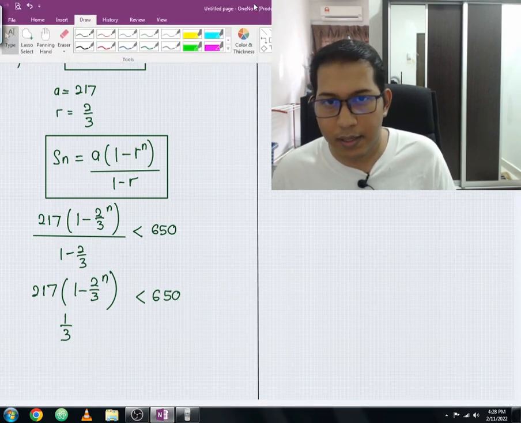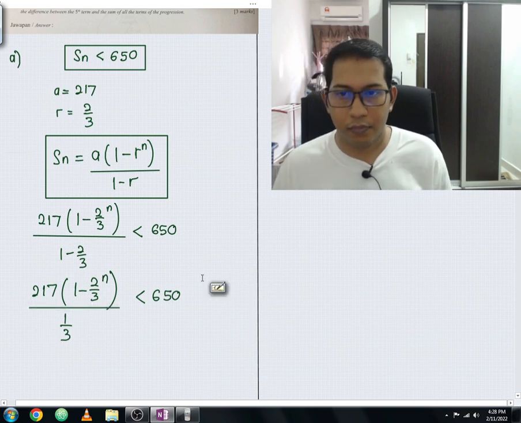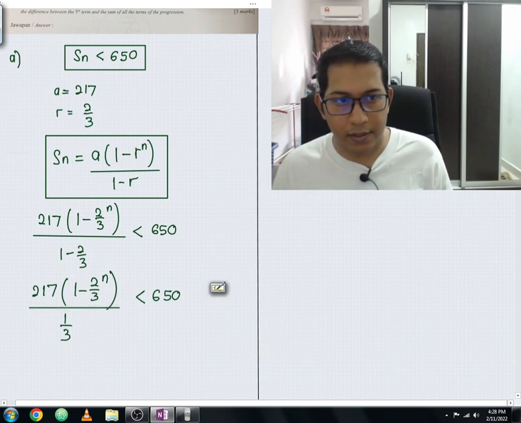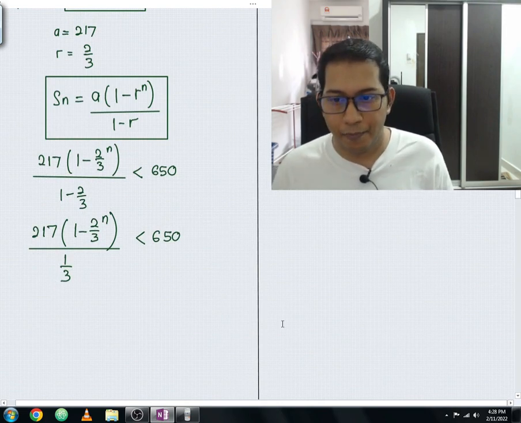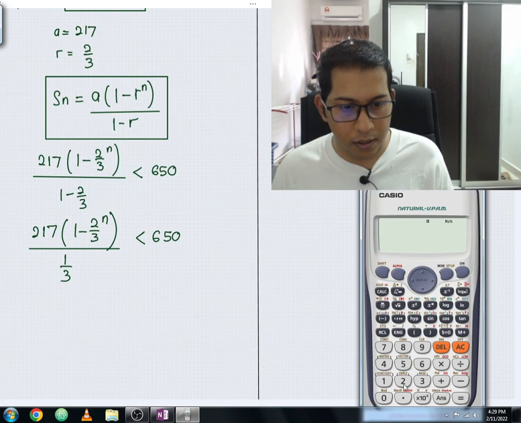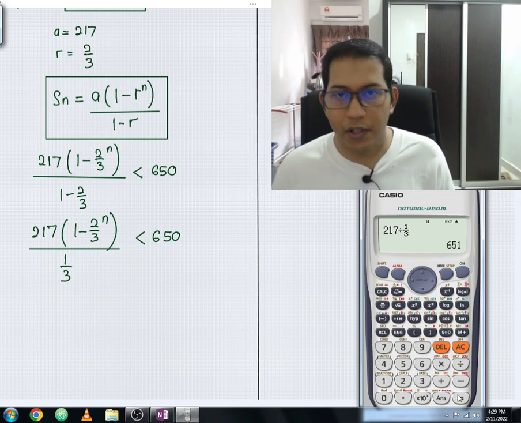Okay, so let me underline this. From here, let us continue. 217 divided by 1 over 3. Let us open our calculator. Open the fraction, 217 divided by 1 over 3. So from here you get 651.